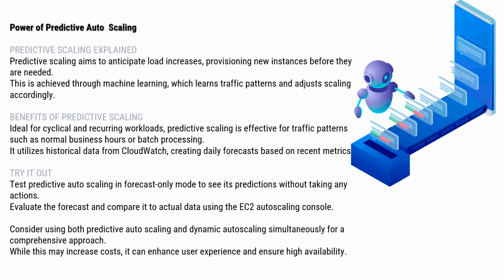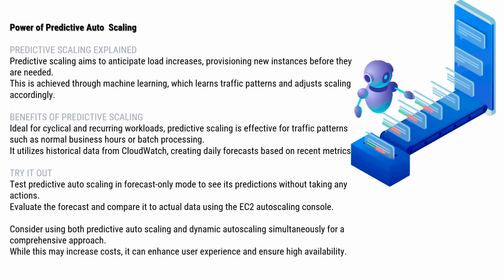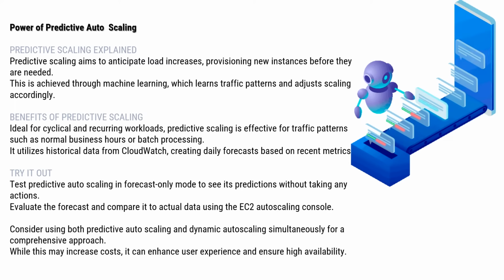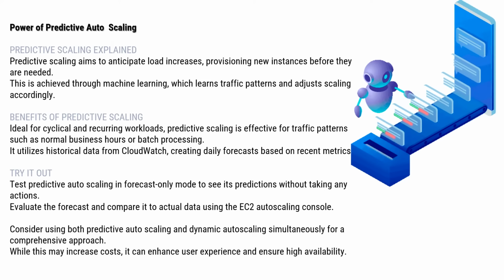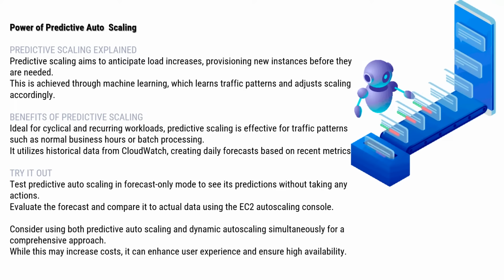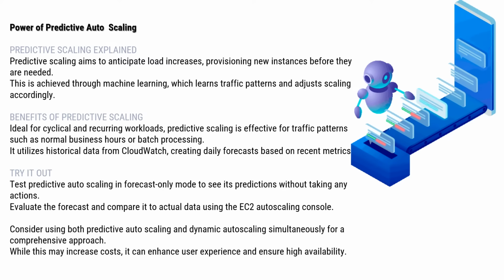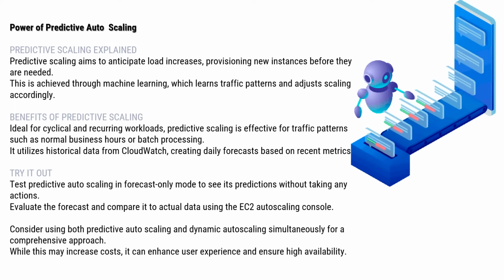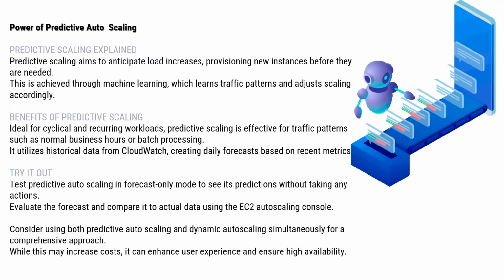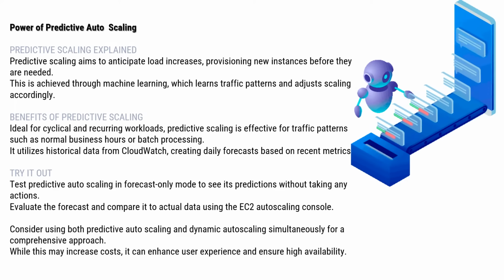Test predictive autoscaling in forecast only mode to see its predictions without taking any actions. Evaluate the forecast and compare it to actual data using the EC2 autoscaling console. So consider using both predictive autoscaling and dynamic autoscaling simultaneously for a comprehensive approach. While this may increase cost, it can enhance user experience and ensure high availability.